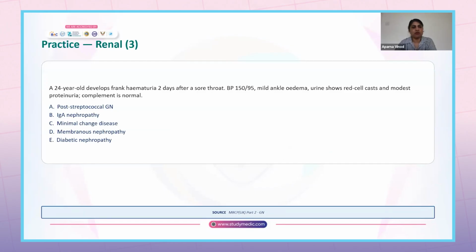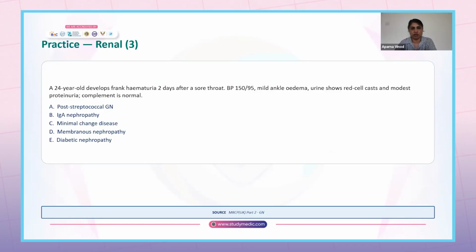Practice question: a 24-year-old develops frank hematuria 2 days after a sore throat. Now, BP is high, there is mild ankle edema, and the urine shows red cell casts and modest proteinuria. Complement is normal. So the answer is quite obvious.